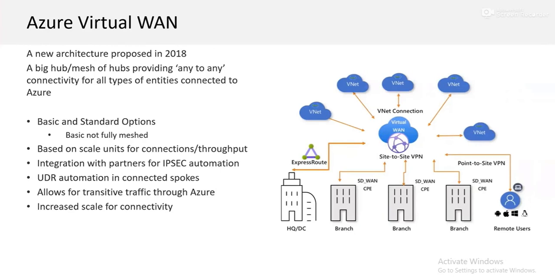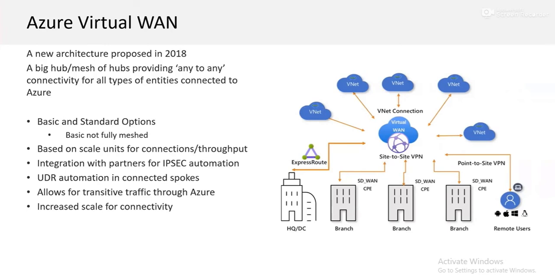So what that means is there's the ability for route redistribution automatically. There's an increased number of connections that are allowed, so we can have a larger number of branch sites or on-prem sites.